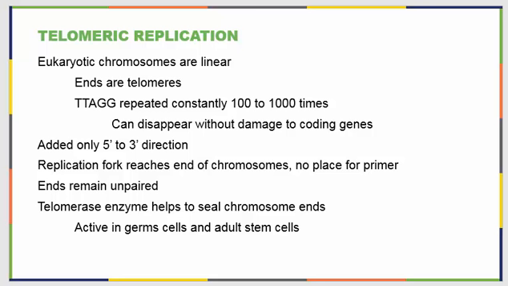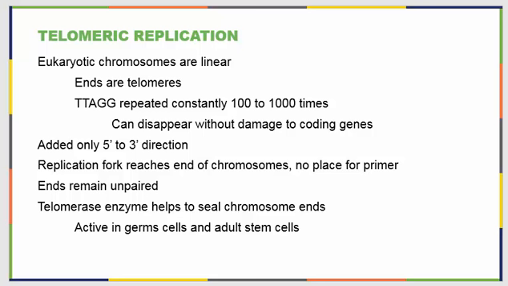Eukaryotic chromosomes are linear, and the caps on the end of them are referred to as telomeres. A telomere is actually just made up of a TTAGG that's repeated constantly. We're talking like 100 to 1,000 times. These little telomeric caps can disappear, and you don't end up damaging your coding genes. It's kind of like adding extra clear coat to a car. You can rub some of that away without really damaging your paint. Same thing with all these extra nucleotides.